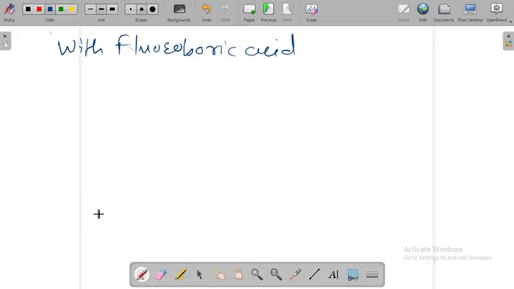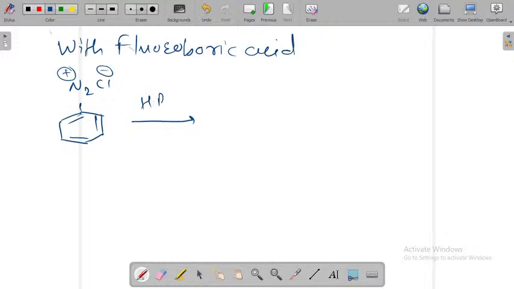So sodium nitrite we are using here. So what is the reaction? This benzene diazonium chloride, N2 plus Cl minus, on reaction with HBF4, that is this fluoroboric acid, gives you the intermediate. This is the intermediate, N2 plus, and HCl is a byproduct, that's why it is BF4 fluoroborate.